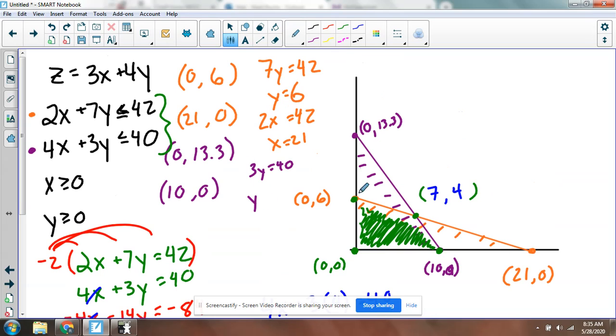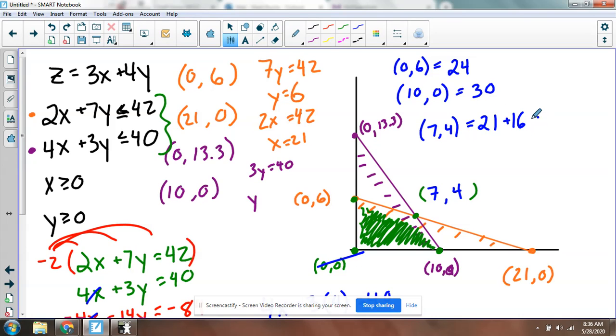Now the very last step is just to take these 4 vertices, these 4 corners of my box, and plug them into z here. So if I do (0, 6), I get z equals 3 times 0 plus 4 times 6, that's 24. Looking for the biggest. (0, 0), we know it's not going to be it. That's just going to give me 0. (10, 0), I get 3 times 10 plus 4 times 0 is 30. And then (7, 4) gives me 21 plus 16 equals 37. So this is the maximum value.